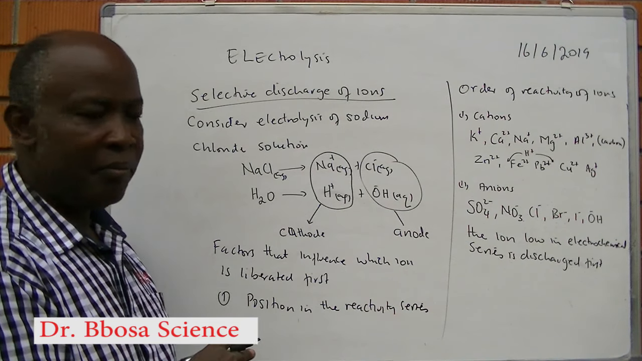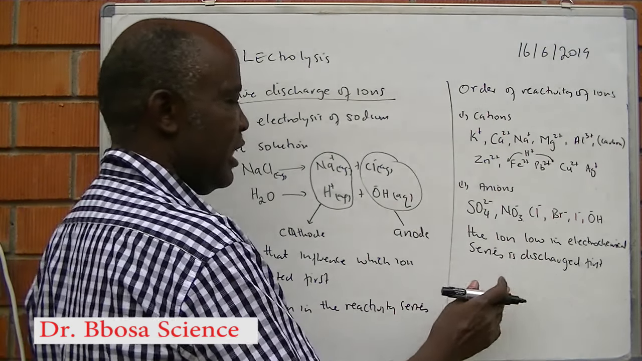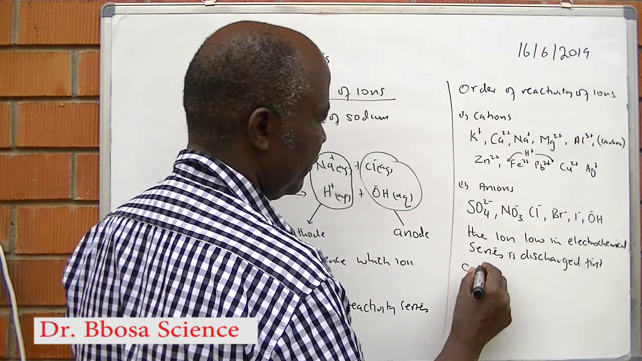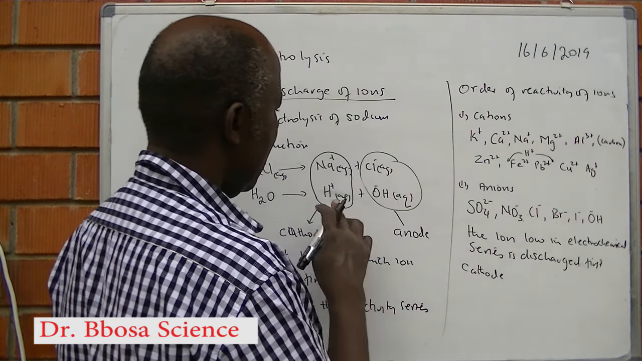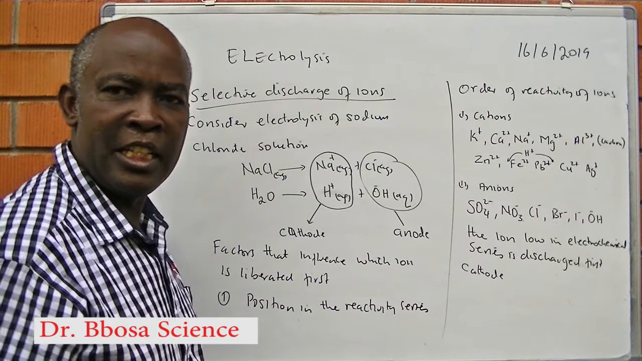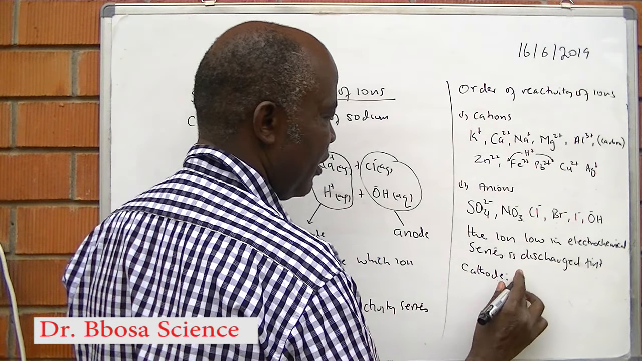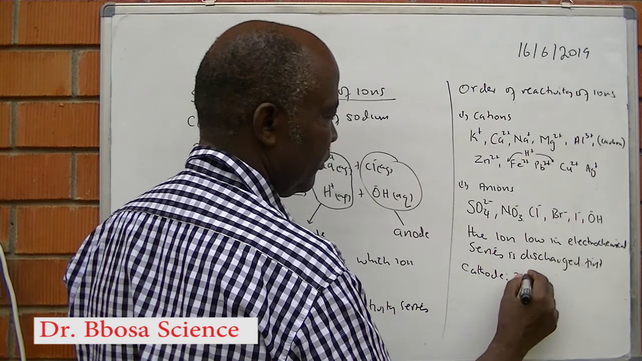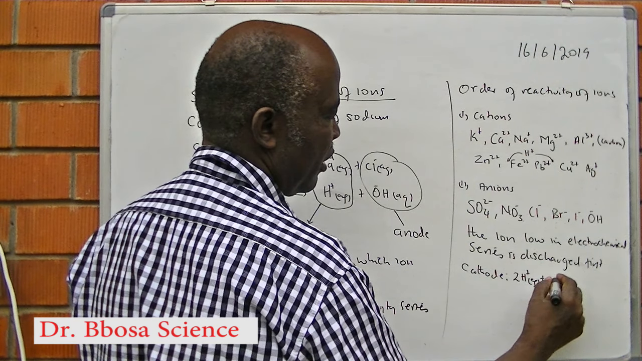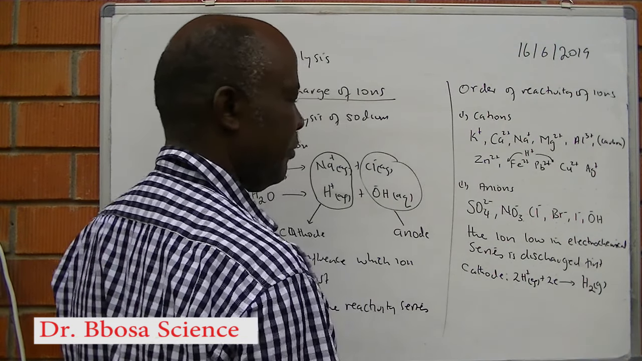For this factor, the ion lower in electrochemical series is discharged first. In this case, at the cathode, hydrogen is lower than sodium in the reactivity series, so it will be discharged first. So 2 hydrogen aqueous plus 2 electrons will give us hydrogen gas.